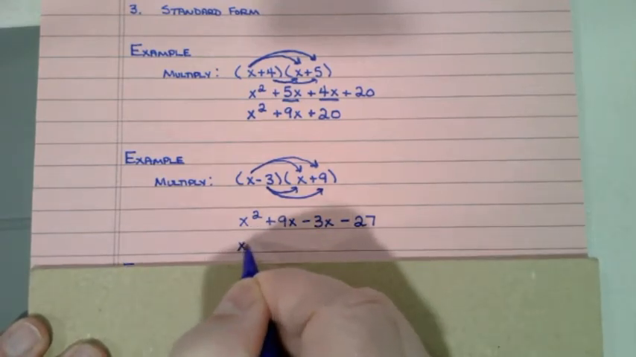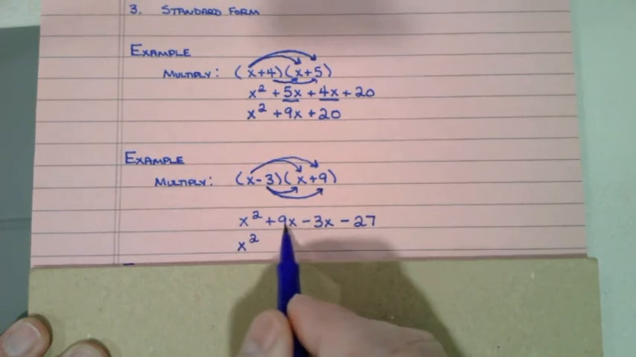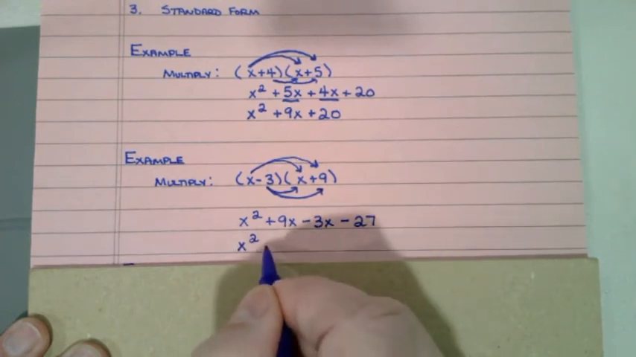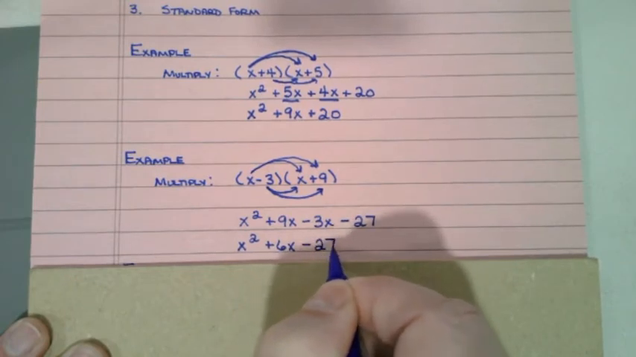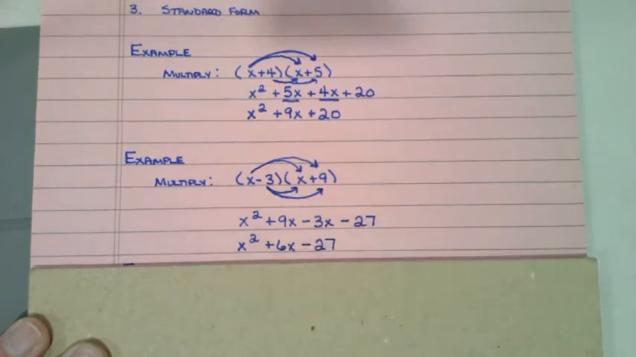And now I'll look for any like terms that I can combine together. Nothing else has a squared. These two can be combined together. 9x and negative 3x give me positive 6x. And then I put negative 27 on the end. That's the correct order. That's standard form or descending order.